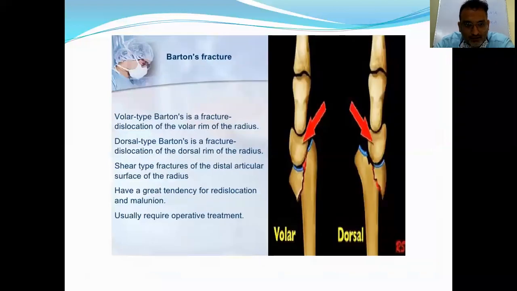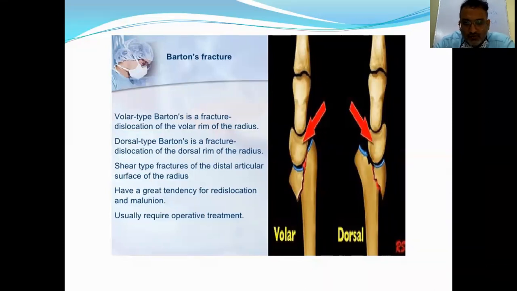So what is Barton fracture? Barton fracture is an intra-articular fracture of the distal radius. Any intra-articular fracture involving the distal radius is called a Barton fracture. There are types. Volar type Barton is a fracture of the volar rim of the radius. Dorsal type Barton fracture is a fracture of the dorsal rim of the radius.